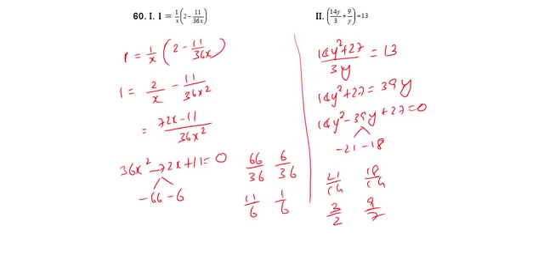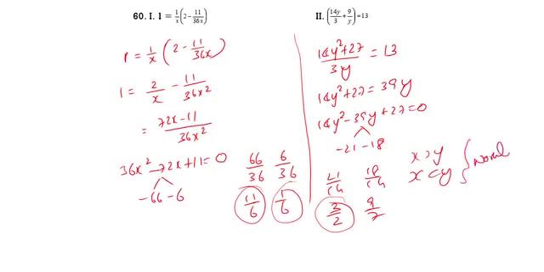11 by 6 is greater than 3 by 2. 1 by 6 is less than 3 by 2. So x is greater than y, and x is less than y. Therefore, there is no relation. There is no relation is the correct answer. See the next question.